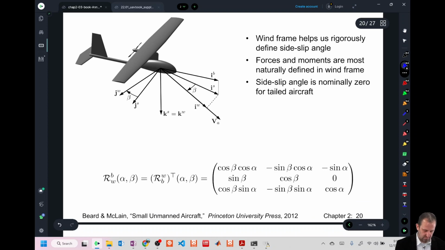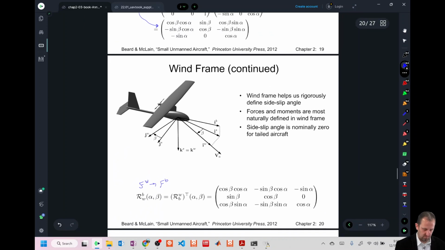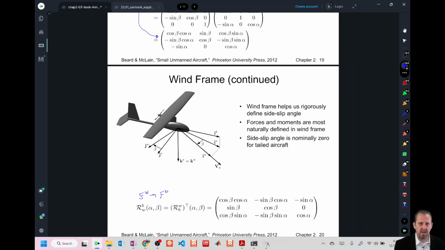Okay. And then this R sub W to B, right? So this is just our rotation matrix to get us from the W frame to our body frame. All we do is take the transpose of the matrix we had on the previous slide, and there you have it. So we can go from either the body frame to the wind frame or vice versa. And it'll be really helpful as we end up defining various forces and moments.